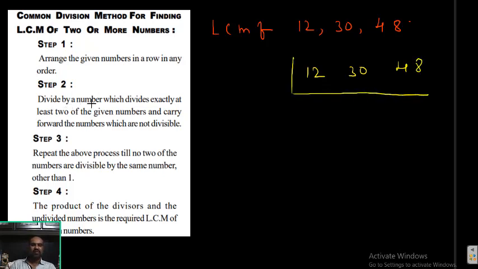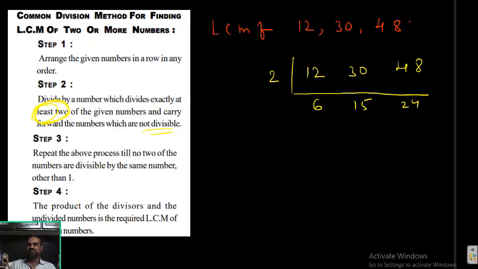Divide by a number which divides exactly at least two of the given numbers, and carry forward the numbers which are not divisible. Okay, 12, 30, 48 are divisible by the smallest prime number 2. 2 6s are, 2 15s are, 2 24s are. Now 6 and 15 are divided by 3, 24 also divided by 3.